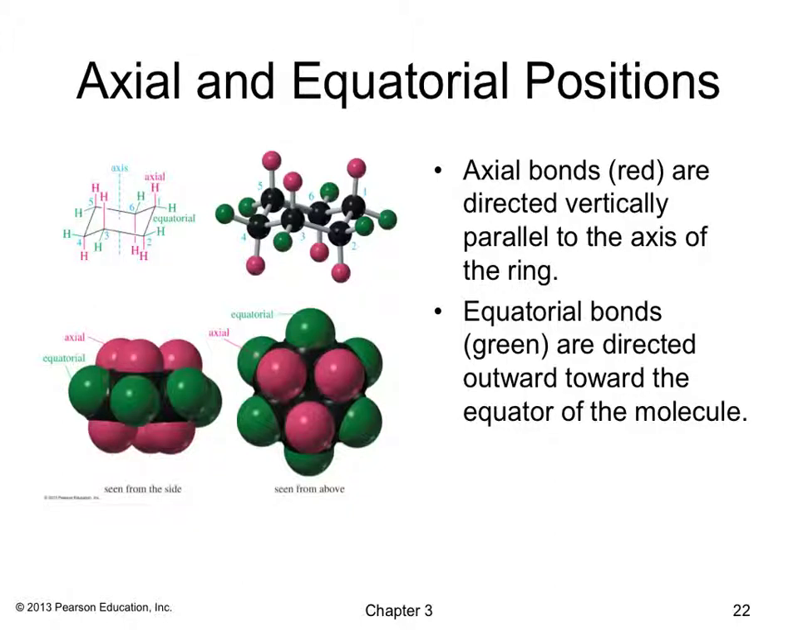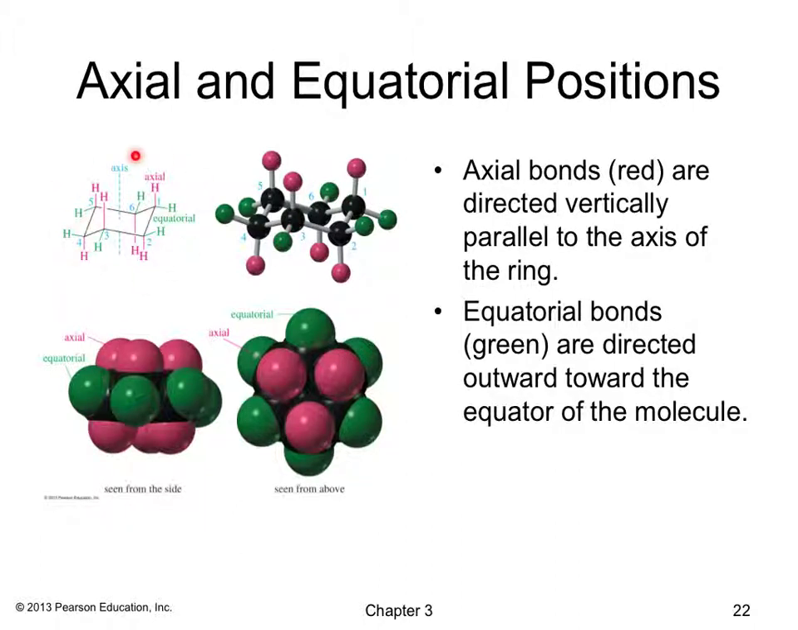Axial and equatorial positions I've mentioned before and now highlighted here. Axial bonds, shown in red here, are the ones that are directed vertically, parallel to the axis of the ring. So all the reds up and all the reds down, those are axial. Equatorial are the ones that are directed outward toward the equator of the molecule, and so you can see them, and each of the equatorial bonds are actually directed slightly up or slightly down, right? So they point slightly up or slightly down, etc.